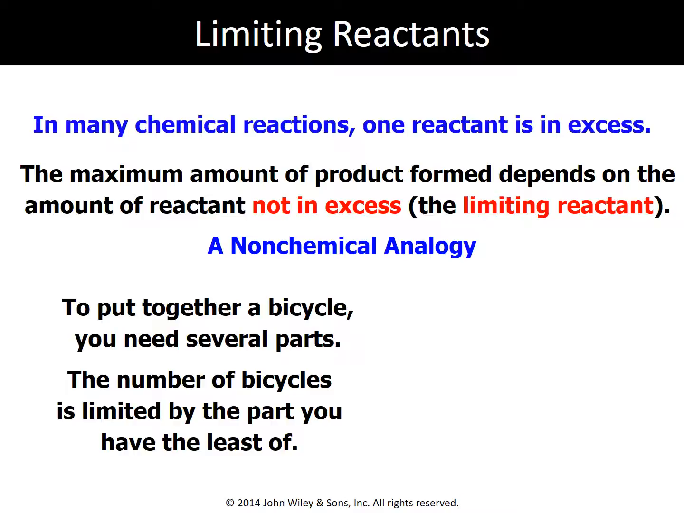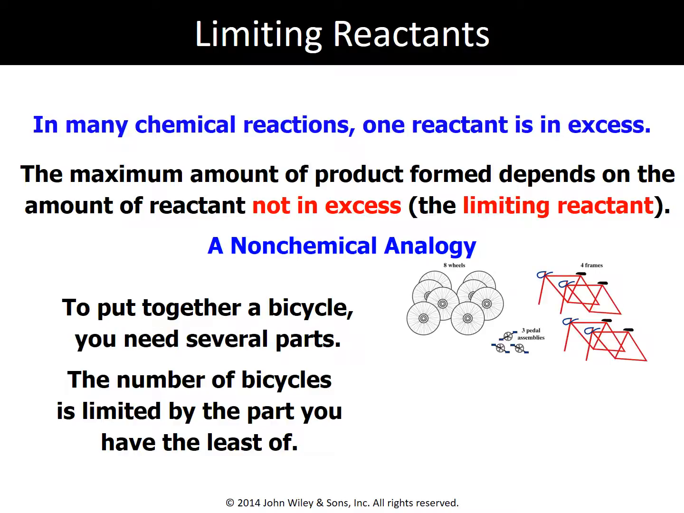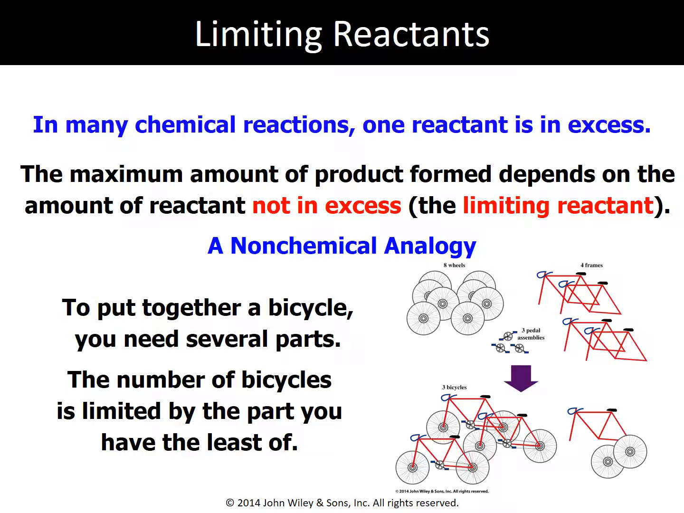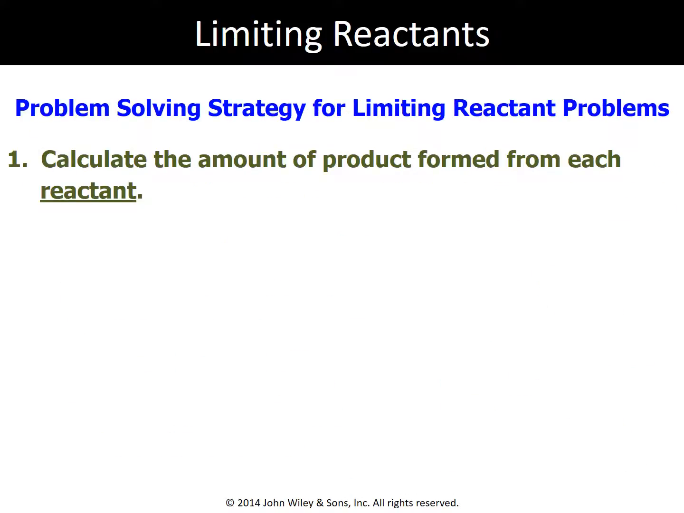In a non-chemical analogy, let's think about putting a bicycle together. If we have 8 wheels, 3 pedal assemblies, and 4 frames, we're only going to have as many bicycles as our least amount of reactant. In this case, we're going to have 3 bicycles because we have 3 pedal assemblies, and we'll have 1 frame and 2 wheels left over. So we're going to apply this concept to chemistry.